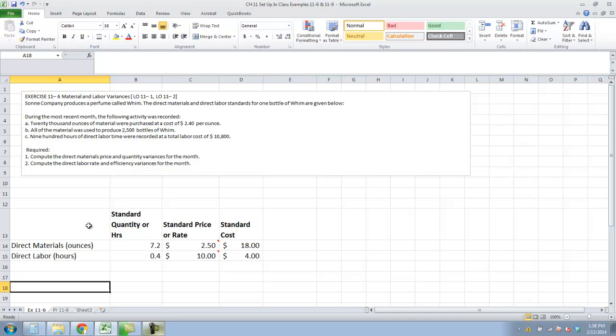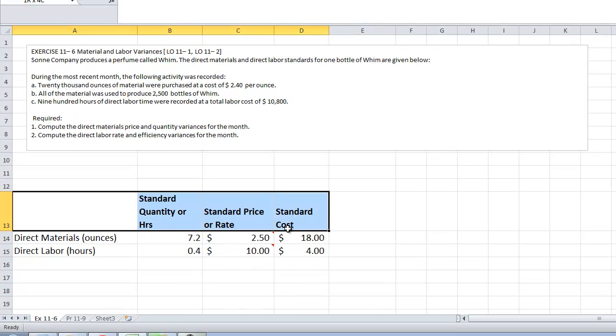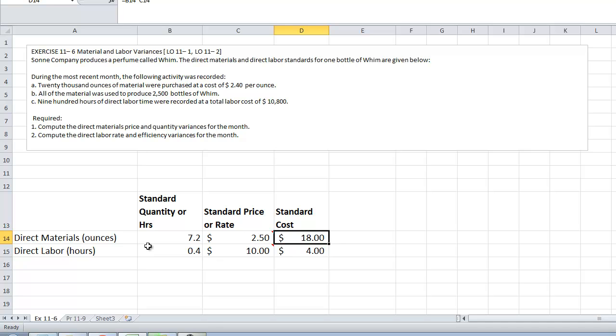Number 1, compute the direct materials price and quantity variance for the month. 2, compute direct labor rate and efficiency variance for the month. Okay, this information was standard costing given in the problem. The standard cost is 7.2 ounces times $2.50 an ounce for $18 in direct material to produce a bottle. And direct labor is 0.4 hours at $10 an hour for $4.